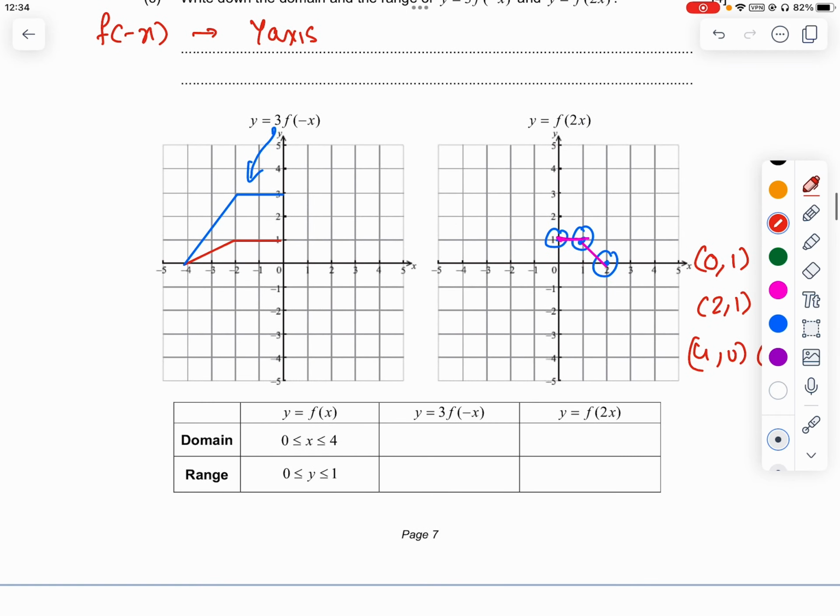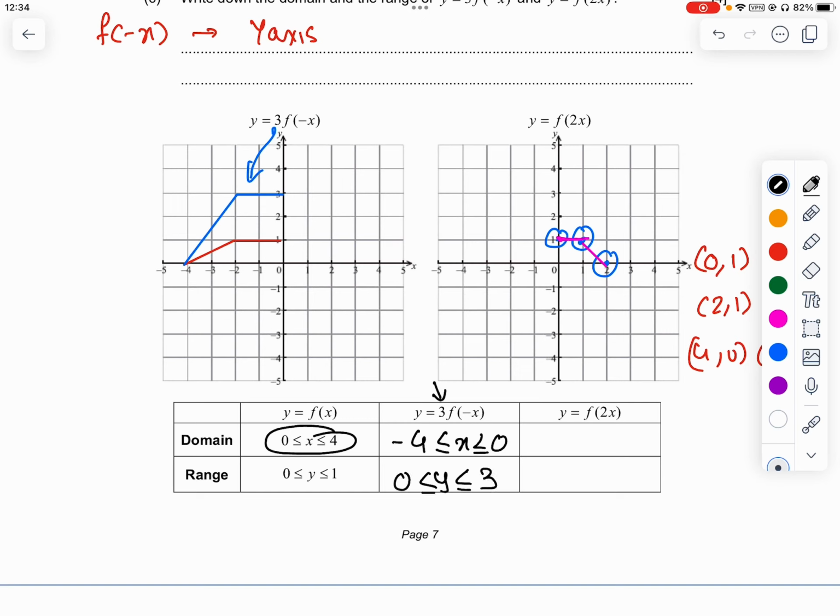So when you are doing 3f of minus x, remember, f of minus x means nothing but what? It is reflection on the y-axis. So obviously the x values will interchange, so minus 4 to 0. Now when you are doing reflection on the y-axis, the range will not change, but we are multiplying by 3. So the range also will get multiplied by 3, 0 to 3.